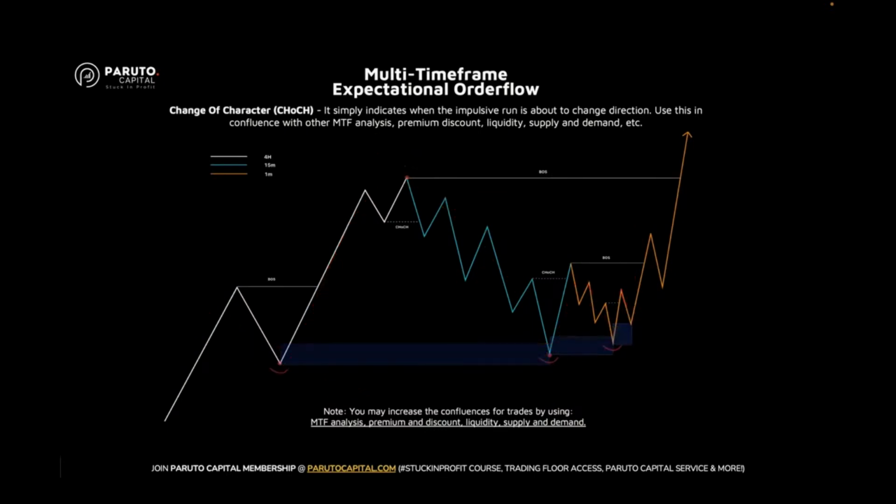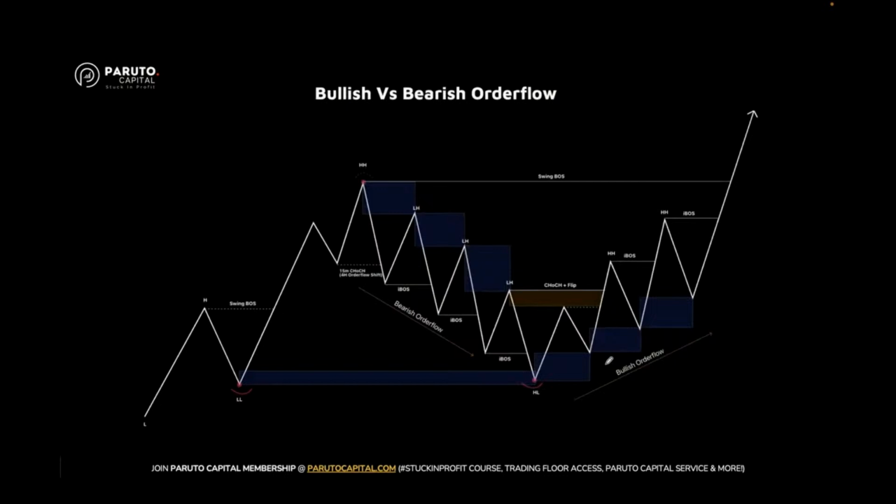All right, now let's look at this in much more depth. Here you have the bullish versus the bearish order flow. As you can see, the market rallied, pulled back, and then rallied again. A break of structure happened here. We know that this is a strong zone because it was the zone that pushed and took out this weak high.